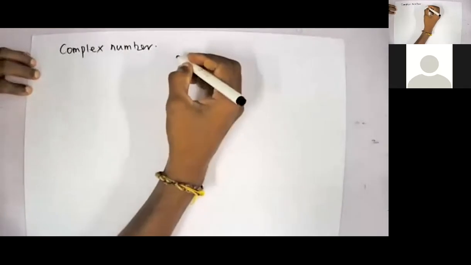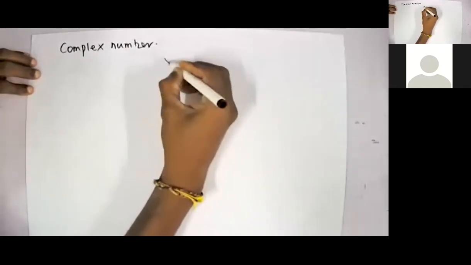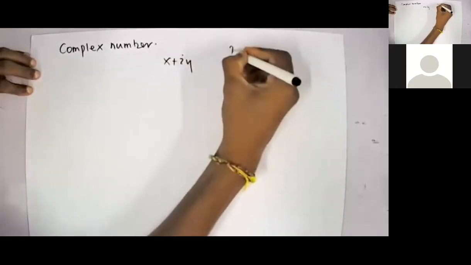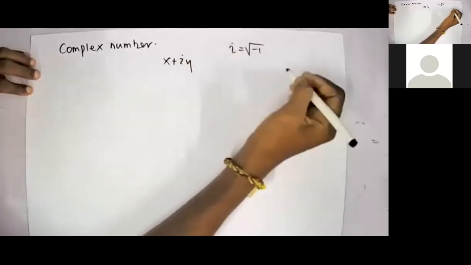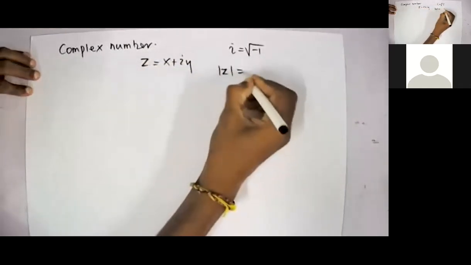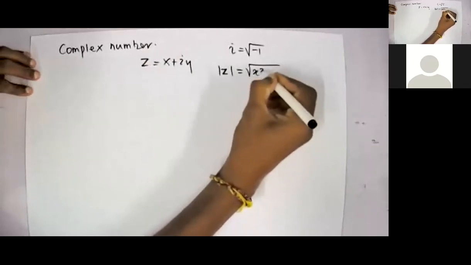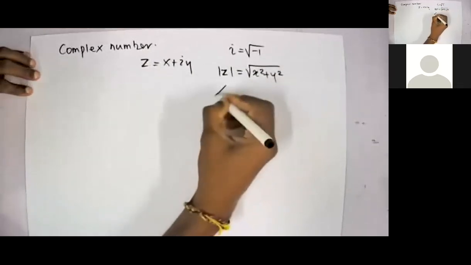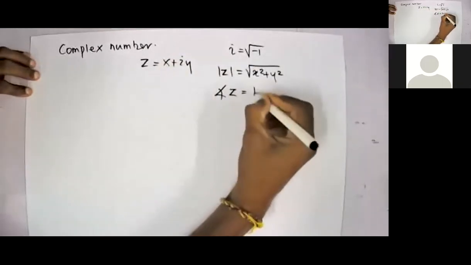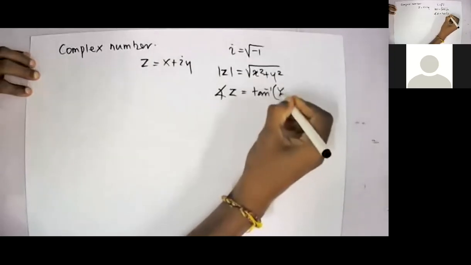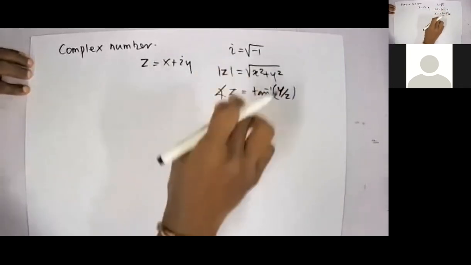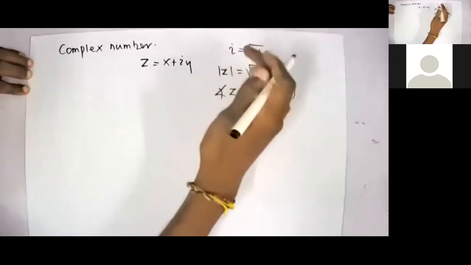A complex number you have studied already, right? So I would say x plus iy, where i is the square root of -1. Let this be z. Mod of z equals square root of x squared plus y squared, and argument of z, or the phase angle of z, equals tan inverse of y by x.